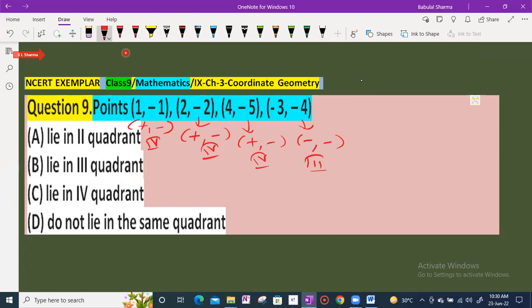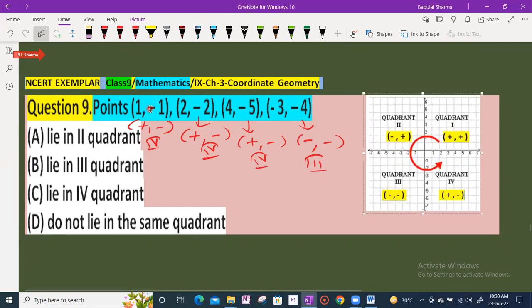क्या सारे पॉइंट same quadrant में lie करते हैं? No, all points are not lying on the same. Yes, ये जो first है (1, -1) will lie in fourth quadrant. (2, -2) will lie in fourth quadrant. (4, -5), the point will lie in the fourth quadrant. But (-3, -5), both are negative, so it lies in third quadrant. So we can say they do not lie in the same quadrant. So D is the correct option.